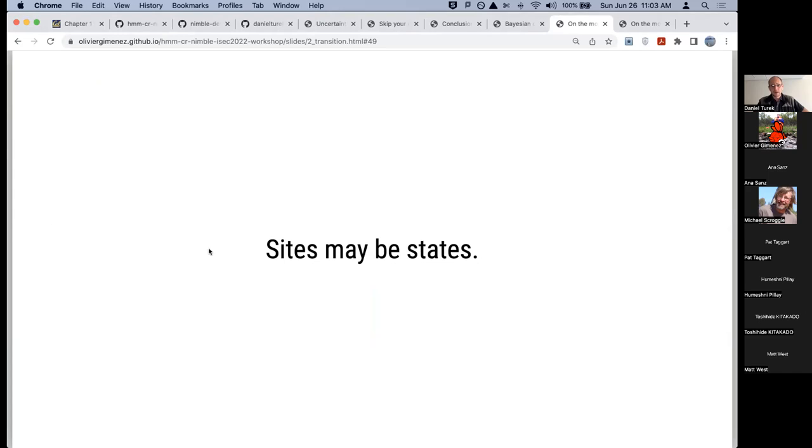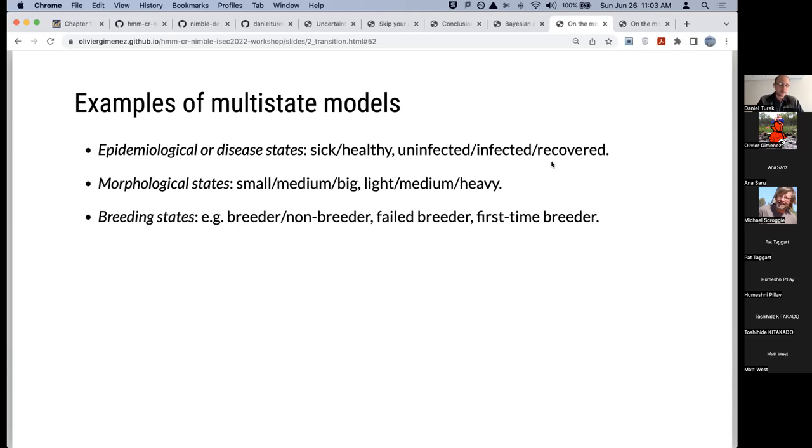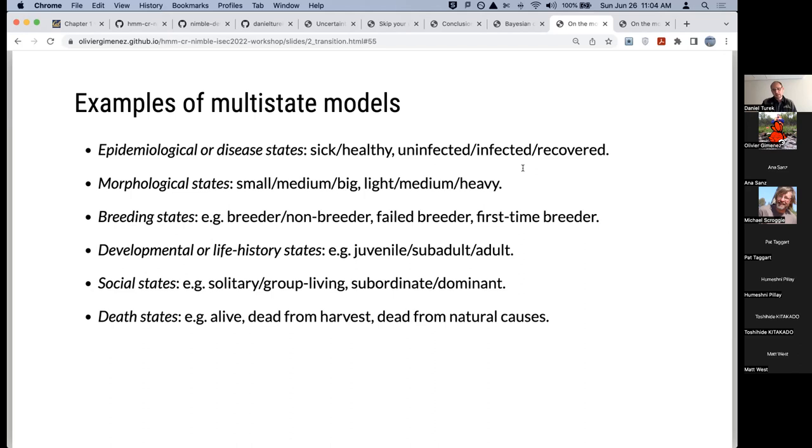Multi-state models are where the state of an individual is not the location, but any sort of thing representing just that, what state the individual is in. Perhaps health or sickness, uninfected, recovered from some disease, infected in some way for individuals, size, or anything about the individual, growing, heavy, height, et cetera. Breeding states, breeding, non-breeding, failed breeder, first-time breeder, et cetera, any state the individual might be in. I've seen these a lot, juvenile, as things progress through time, adult or juvenile adult in some sense. So like history or social status in one sense, where they're living with others, subordinate, et cetera. So any sort of state of the individual. Once again, as we've seen, death, alive or dead, but one is from harvest or was reharvested, and for example, carcass was recovered and saw it recently died, for example.